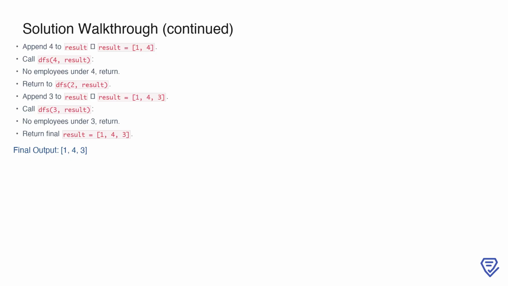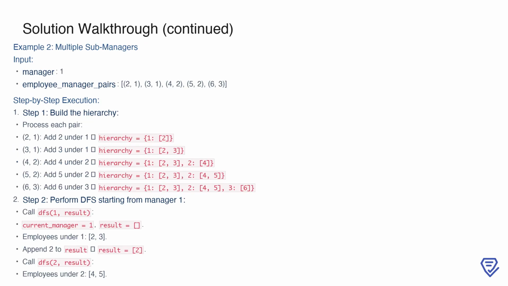Since employee 4 has no direct reports, the function returns, and we go back to manager 2's DFS. Now, we append 3 to the result, updating it to 1, 4, 3, and call DFS for employee 3. Again, since there are no employees under manager 3, the function returns. At this point, the DFS traversal is complete, and the final result is 1, 4, 3. This represents all the employees who ultimately report to manager 2, in the order they were visited during the DFS traversal. Now let's look at a more complex example with multiple sub-managers.